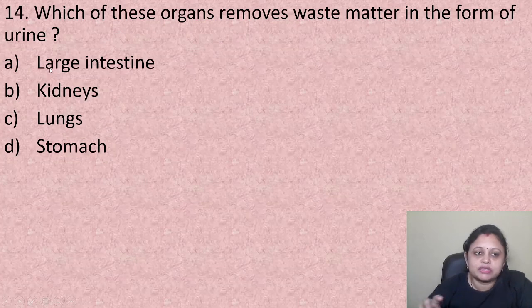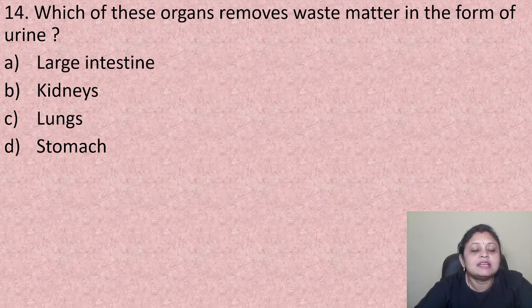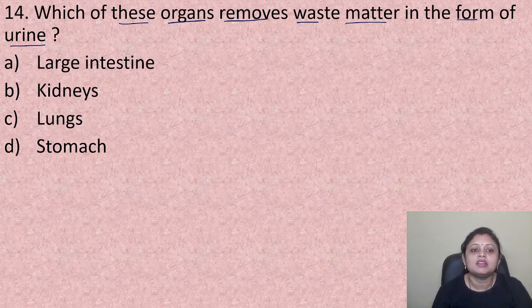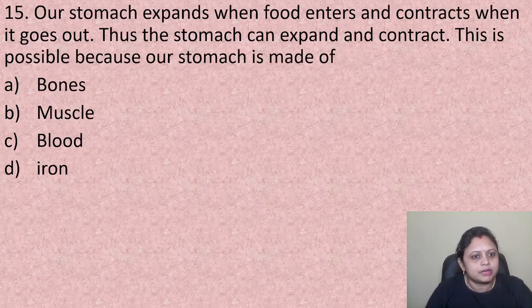Coming to the next question. Which of these organs removes waste matter in the form of urine? Option A, large intestine. B, kidneys. C, lungs. D, stomach. So in the question it is asked, which of these organs removes waste matter in the form of urine? So urine contains the waste matter, right? And it is excreted by kidneys. So correct answer is option B, that is the kidneys.